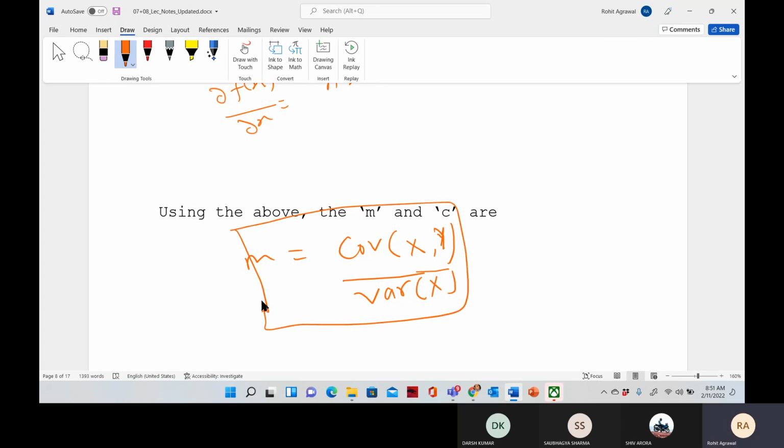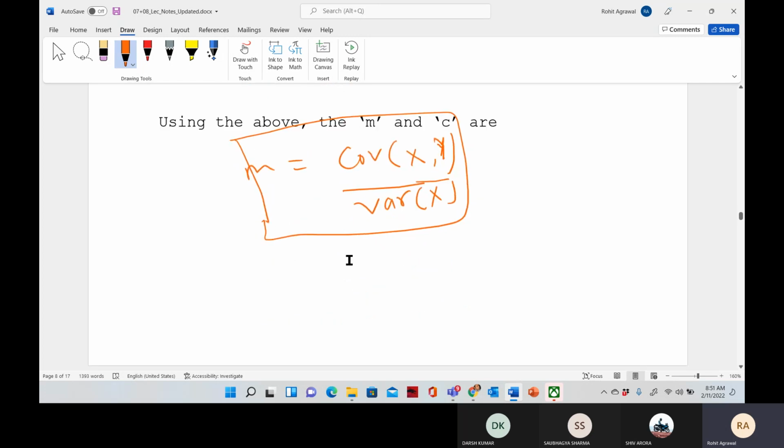This will be your m. Okay? So if someone asks you how this is derived, just tell them: we need to minimize the sum of squares between the predicted and the actual y values. And for minimizing, we need to differentiate that function with respect to m and c, set it to 0, and then we have this formula. Okay, so this is for m.